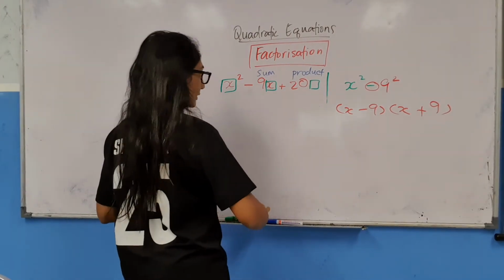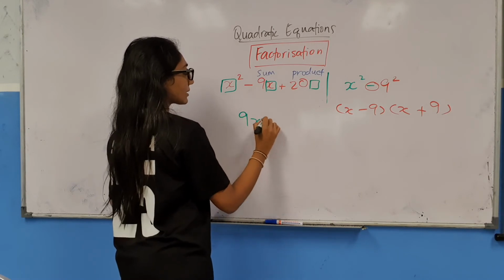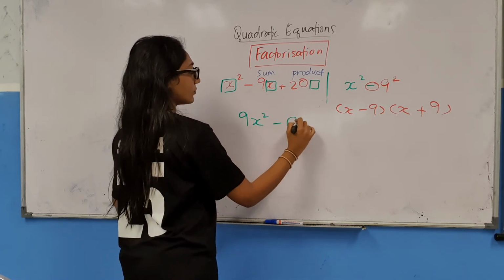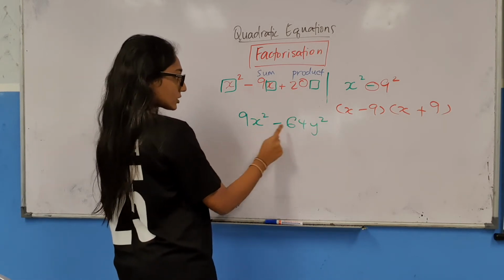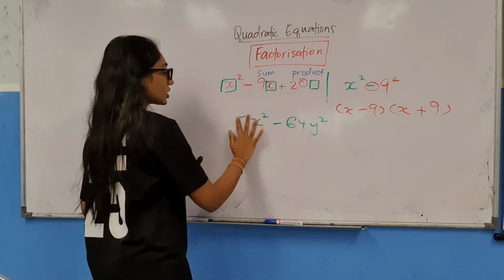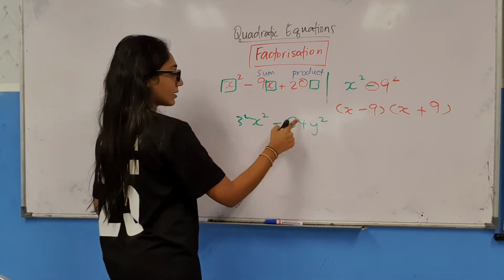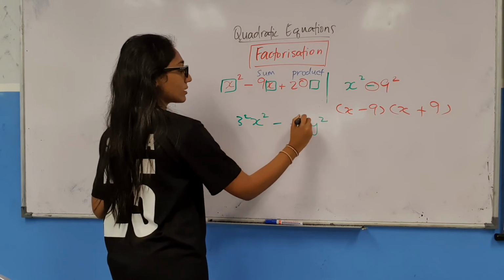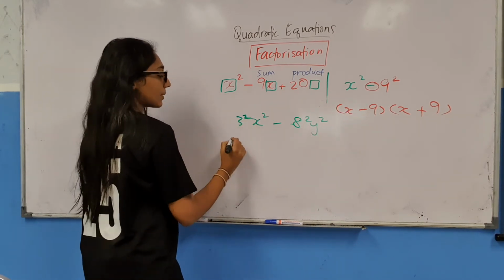Okay, so let's say I have another question. Let's say with a number now, 9x squared minus 64y squared. So this is something square, but I must change the number to something square. So 9 is actually 3 squared. 64 is 8 squared. Now I can do this method. I must change the number also to square.